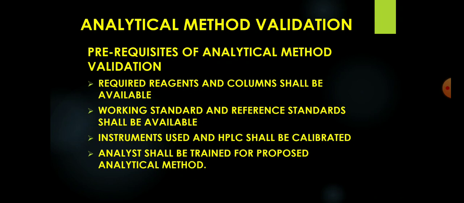First, we need to discuss the prerequisites of the analytical method validation. If you want to do analytical method validation, then what are the pre-requirements in our laboratory? All the reagents and columns shall be available. They need to be in place. Working standard and reference standard shall be available in the laboratory. All the instruments used for the method validation activity shall be calibrated. The analyst who is going to execute the method validation activity should have proper training and proper exposure to instrument handling and similar types of activities.